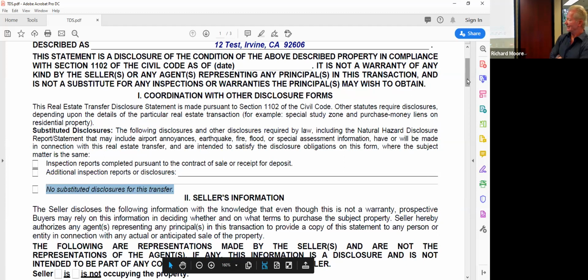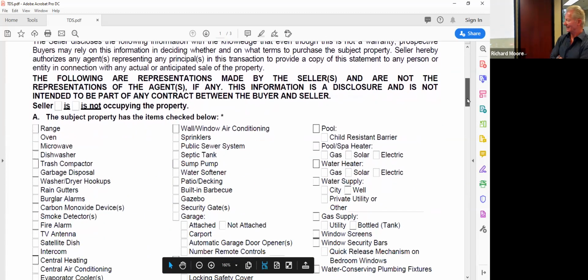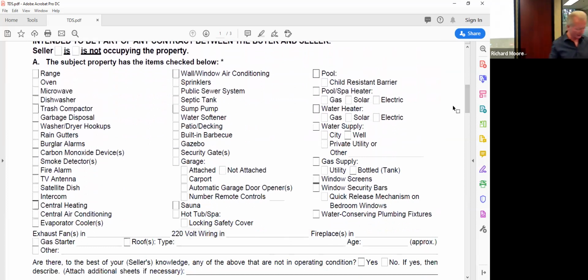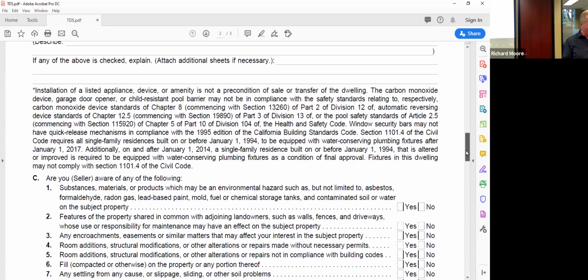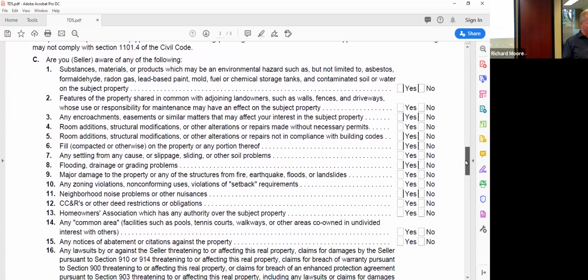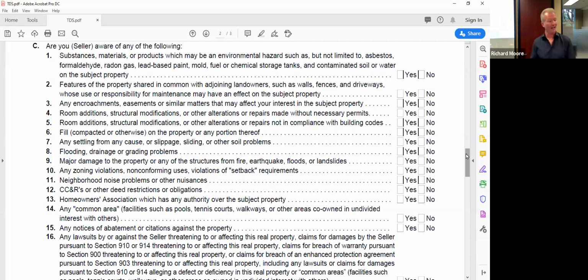And then farther on down, you can see all of the check boxes. Let's just go through some of the check boxes, because I think sometimes there are questions about how we would properly fill that out. So section C1, substances, materials, or products that may be an environmental hazard, including but not limited to asbestos, formaldehyde, radon gas, lead-based paint. So if it's a pre-1978 property, it's likely that there's lead-based paint. You may not know that, but you should disclose it if you're aware.